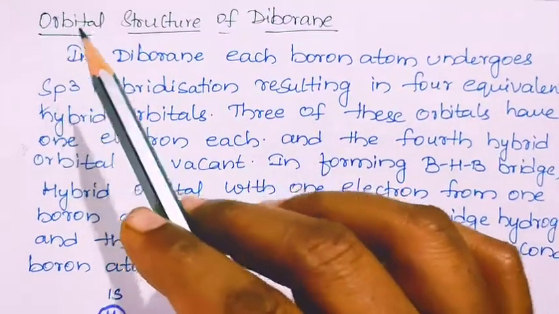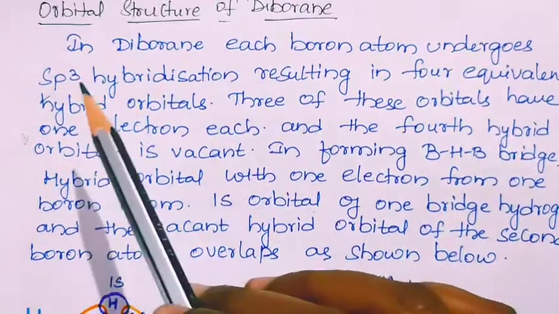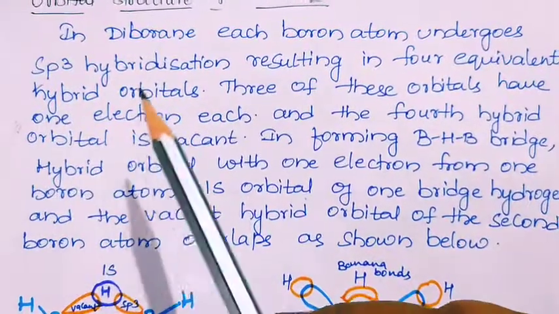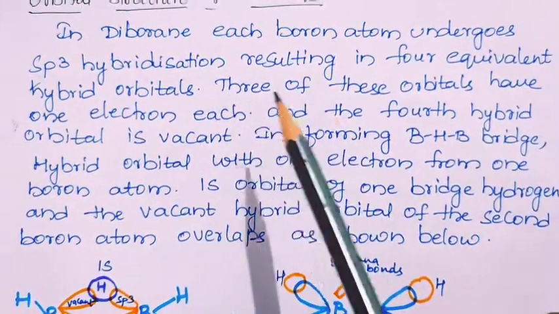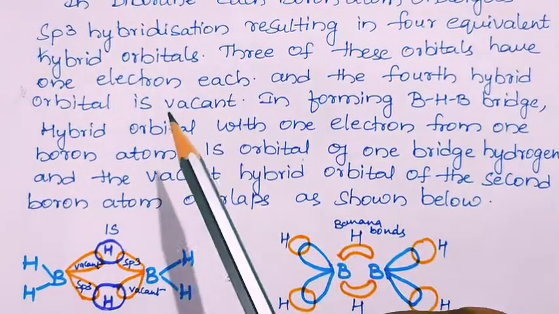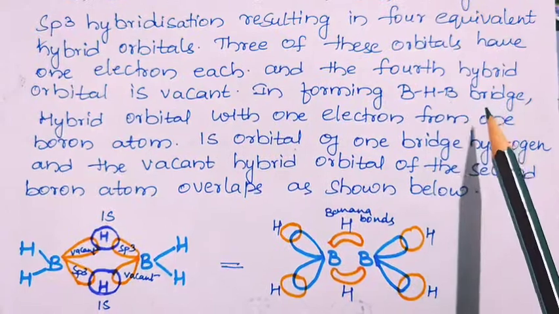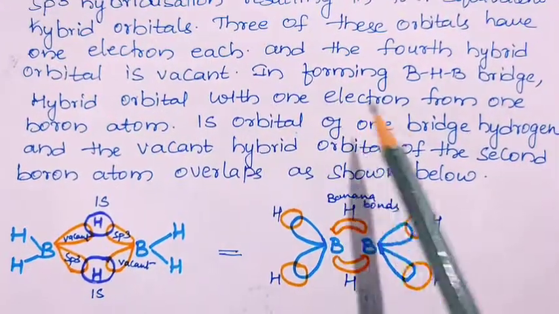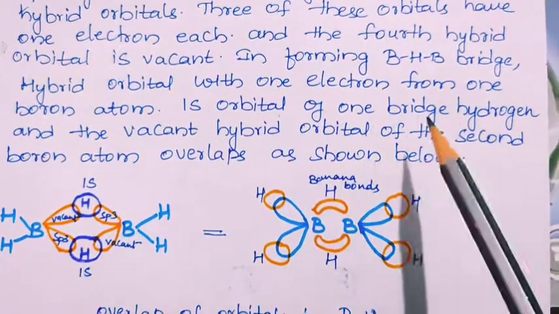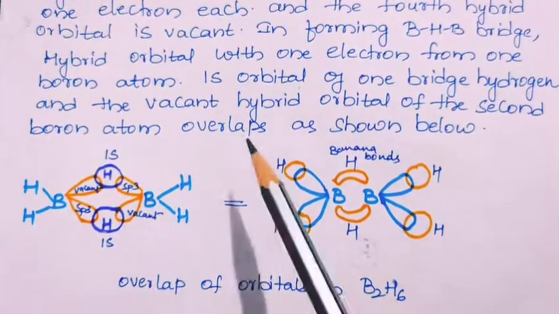Now we will see the orbital structure of diborane. In diborane, each boron atom undergoes sp3 hybridization, resulting in 4 equivalent hybrid orbitals. 3 of these orbitals have 1 electron each, and the 4th hybrid orbital is vacant. In forming the BHB, that is boron hydrogen boron bridge, a hybrid orbital with 1 electron from 1 boron atom and the 1s orbital of 1 bridge hydrogen and the vacant hybrid orbital of the second boron atom overlap as shown below.